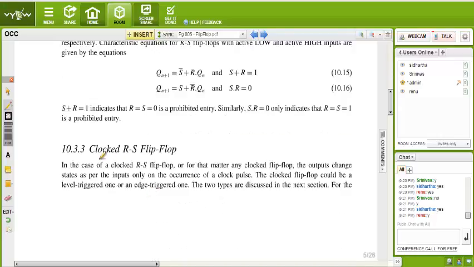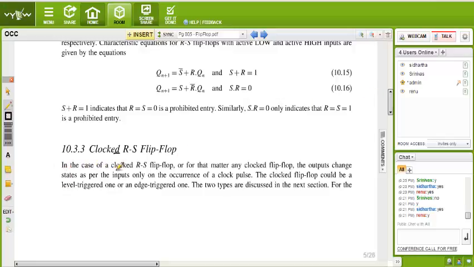Now the clocked RS flip flop. This was already asked: what is the latch and what is the flip flop. I told that when a flip flop has not got any clock from outside, it is called a latch, and when you give the external clock to a flip flop, it is called a flip flop basically.